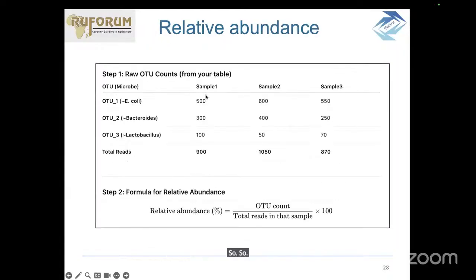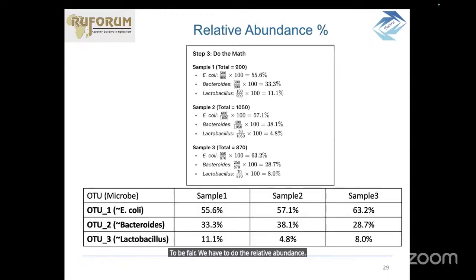In sample 1, the total of E. coli was 500 reads, bacteroides 300 reads, and lactobacillus 100. So our total is 900. In sample 2, the total is this. In sample 3, the total is this. So to be fair, we have to do the relative abundance. So how do you do that?